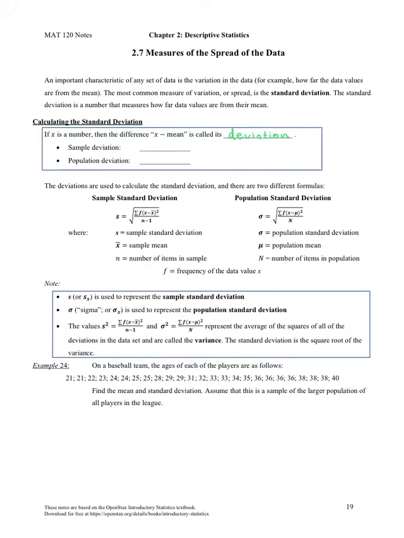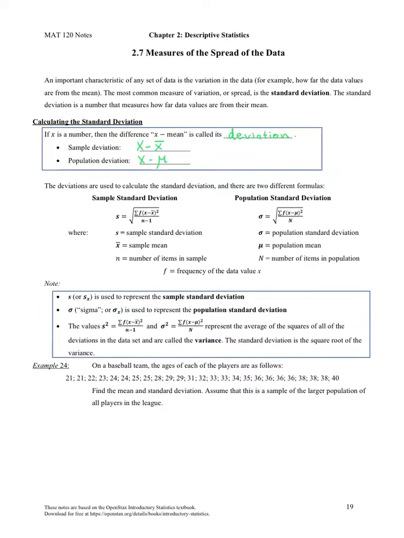For deviation and standard deviation, we also have sample deviations and we have population deviations. Listed below, you will see formulas for the sample standard deviation and the population standard deviation. Please notice the two variables we use for sample standard deviation versus population standard deviation.